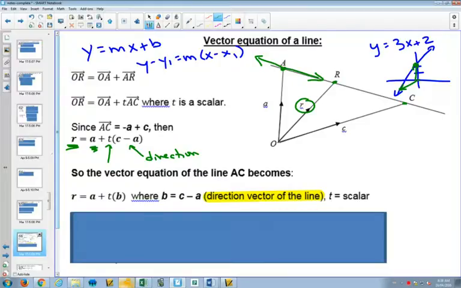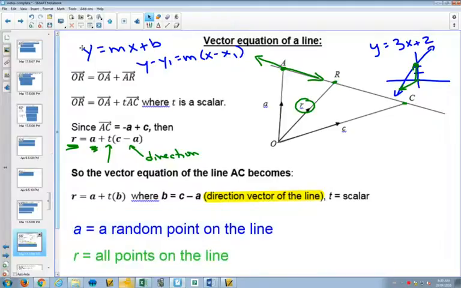So what we do is we write our vector equation. Instead of writing the c minus a, we actually get that as a direction vector b. We calculate it. t is some scalar that tells us how far we travel in that direction, and then we get our vector equation of our line. So to recap, A is a random point on the line, and the vector r is the way that we can find all points on the line.